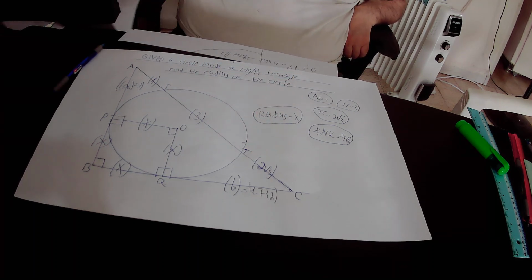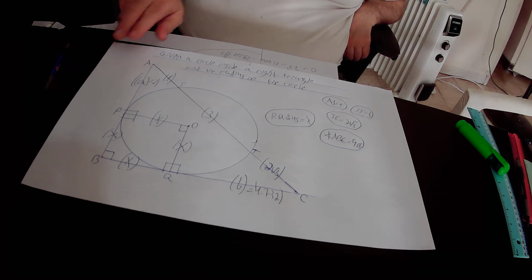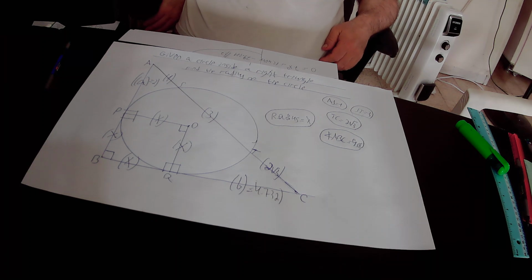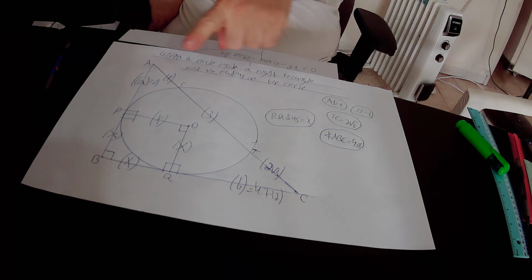In the next step, we implemented the Pythagoras theorem on the big right triangle ABC. According to the Pythagoras theorem, in any right triangle, the square of the hypotenuse equals the sum of the squares of the perpendicular sides. The hypotenuse in the right triangle ABC is AC, therefore the square of the hypotenuse is AC square, and AC square must equal AB square plus BC square.